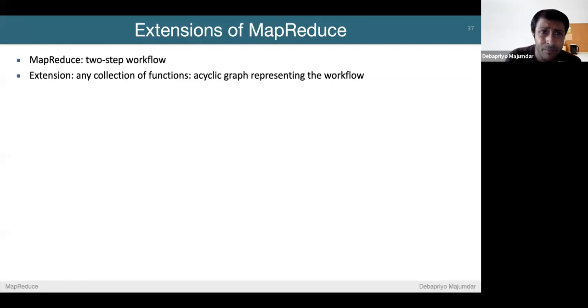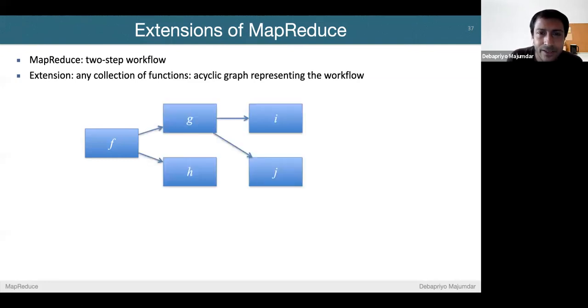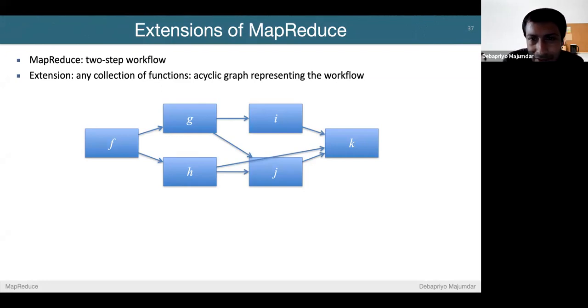An extension can be any collection of functions connected by some acyclic graph. For example, this f is a function, like map is a function, right? Some generic function f, then g, then h, and so on. So you can draw something like this, where your first operation is f, the data from there goes to g and h, then the g and h tasks happen, and in some ways there can be dependencies and so on.